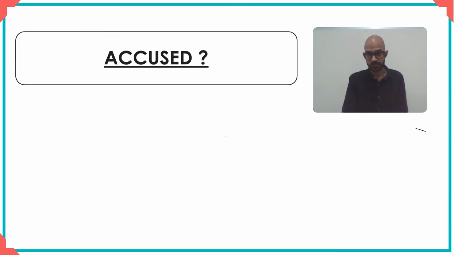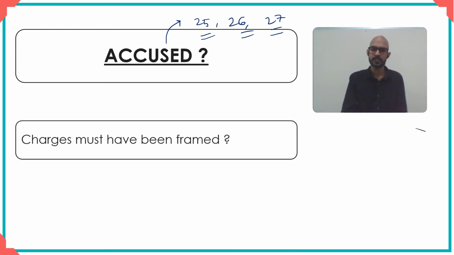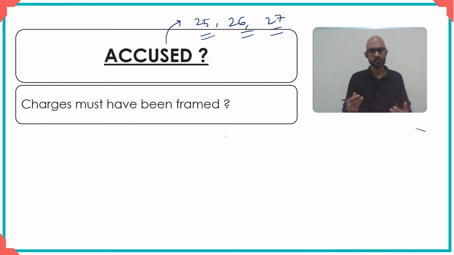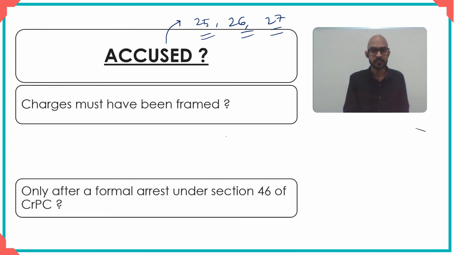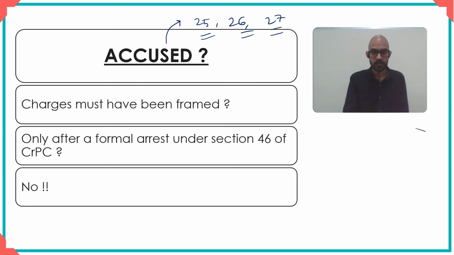Now, here's a very important question. What is the meaning of a person being an accused? And remember, I'm talking about this in the context of section 25, 26, and 27, because as you'd see in all of these 3 sections, they speak of the accused person, the confession made by a person accused of an offense. So who is this person accused of an offense? Is it somebody against whom charges have been framed in the trial? Or even if I take a step back, is it somebody who has been formally arrested by the police? The answer to this is no, right?